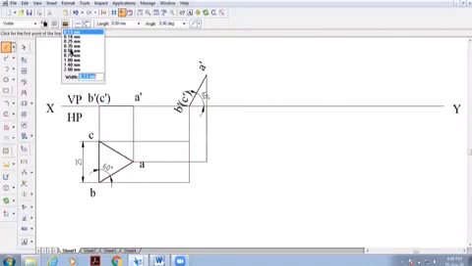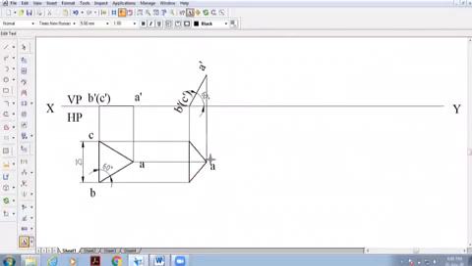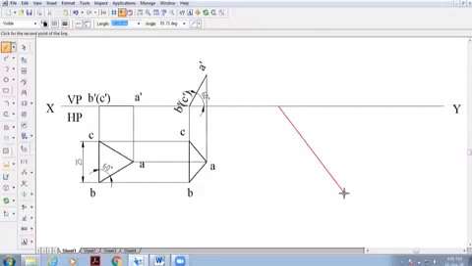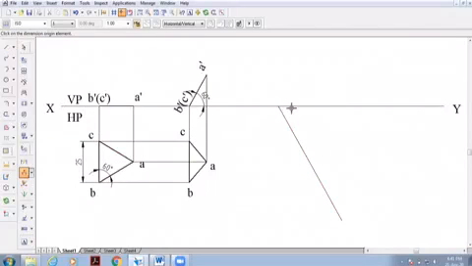Now come to the line command, thick line, and I can join these endpoints. This is A, B, C, and again A. So after this, you can name A, B, and C. So the next condition is, this resting edge is inclined at an angle of 60 degrees. So I'm going to draw a thin line from the XY line. So this angle will be minus 60. I'm going to measure this angle.